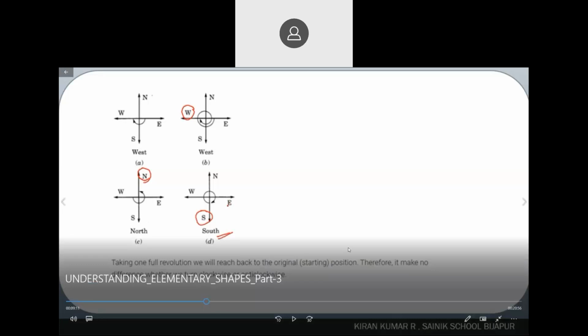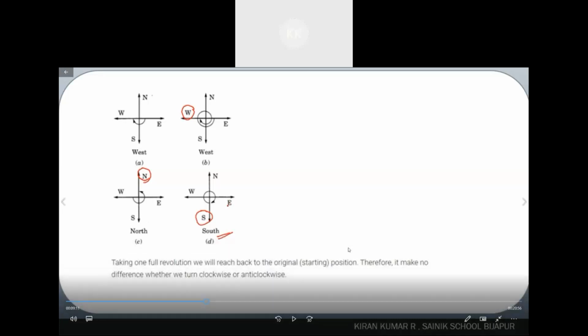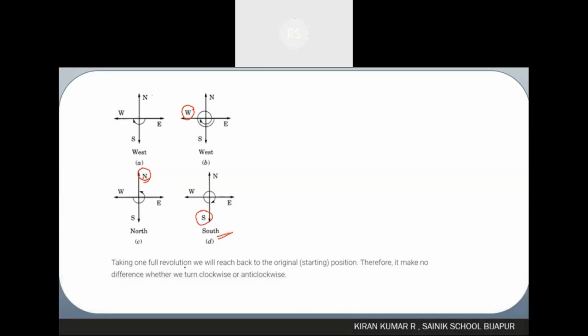Should we specify the direction here, clockwise and anti-clockwise? Will the position change from south to any other? No, sir. It will remain the same, whether you go clockwise or anti-clockwise. For one complete revolution, position doesn't change. It stands at the same place. Taking one revolution will reach back the original or starting position. Therefore, it makes no difference whether we turn in a clockwise or anti-clockwise direction.